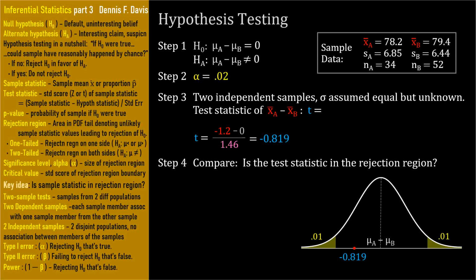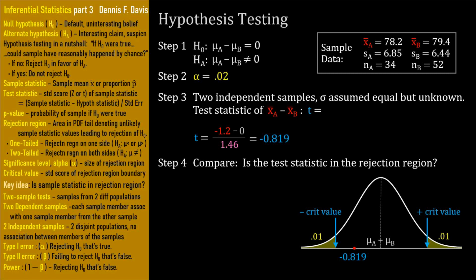Step 4 is to compare the test statistic to the critical value to determine if the test statistic is in the rejection region. The critical value is here at the boundary of alpha. Using the t-table, it's easy to find the scores of probabilities in the right half of the PDF. So we'll take advantage of the t-curve symmetry to find the positive version of our negative critical value. The cumulative probability we'll look up is 0.99, which is 1 minus this tail.